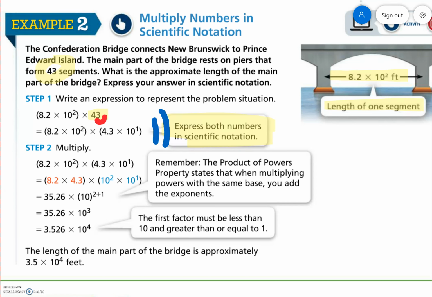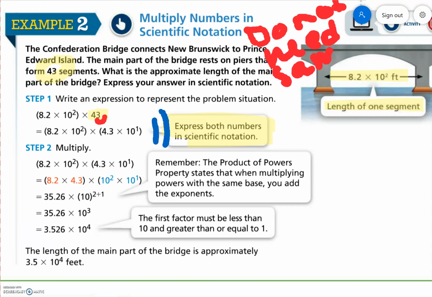When you multiply, you do not need the same exponent. So that is nice. When you multiply, what you do is you just multiply the numbers. And then we multiply the tens with their exponents. So 8.2 times 4.3 gives us 35.26.